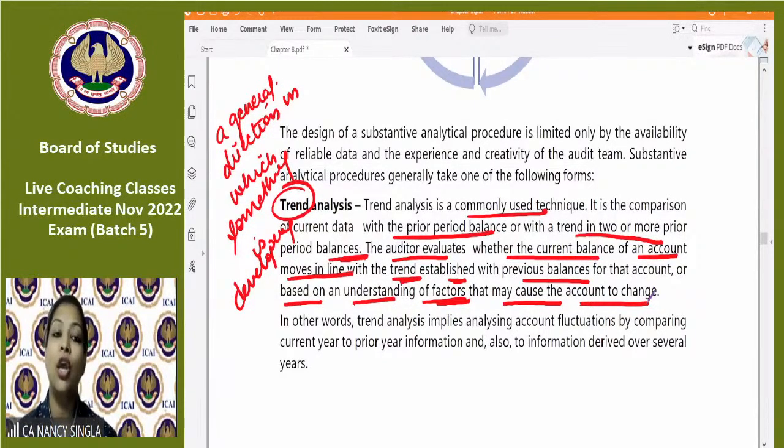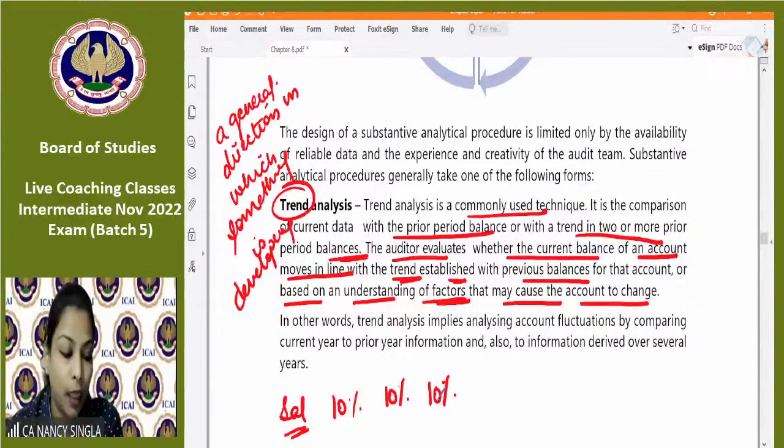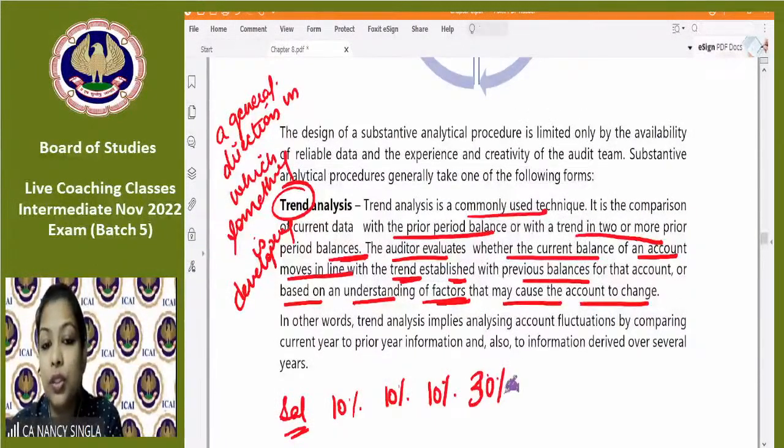that have led to a change. For example, let's say the auditor feels that for the last 3 years, the salaries have been 10% of the total expenses. Okay? This year, this salaries percentage has increased to 30%.